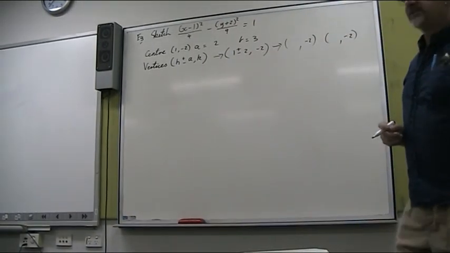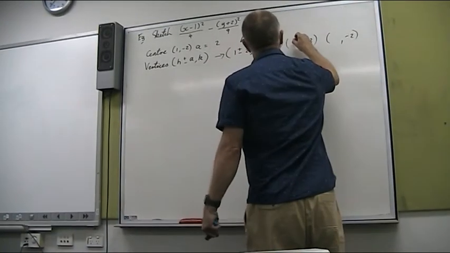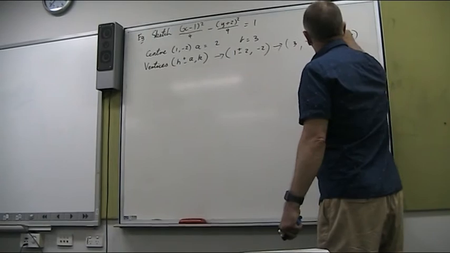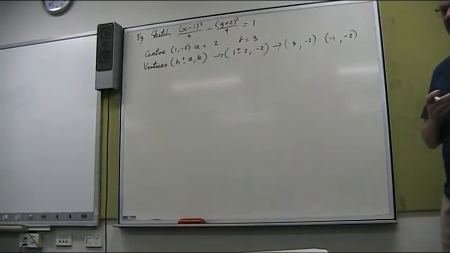One plus 2 is 3. One minus 2 is negative 1. There's our 2 vertices.